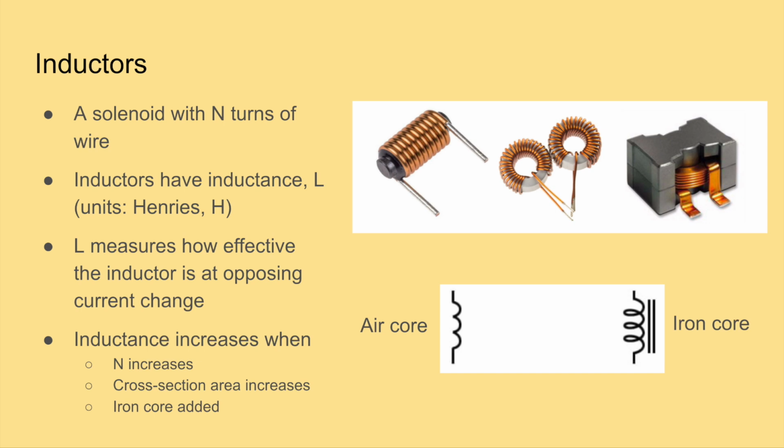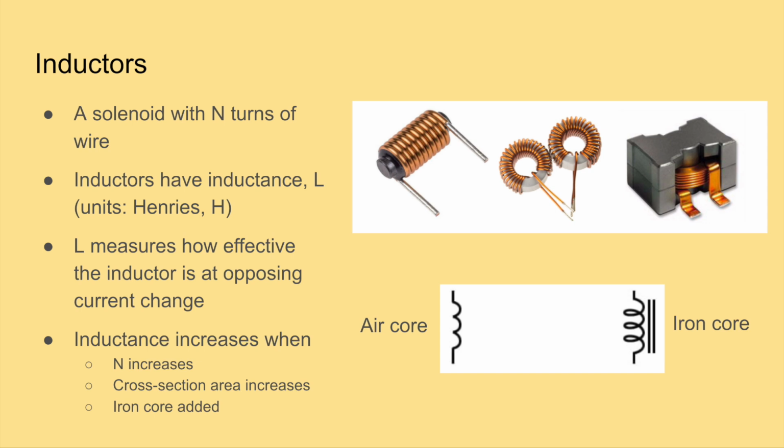An inductor is just a solenoid with N turns or loops of wire. We're very familiar with solenoids. We can see in this image that there are lots of different arrangements, but they're still the basic same idea. Inductors have an inductance which has a symbol L and is measured in henries. By definition, there's lots of different definitions actually for what inductance is, but probably the easiest one for us is the inductance measures how effective the inductor is at opposing the change in current in the circuit.